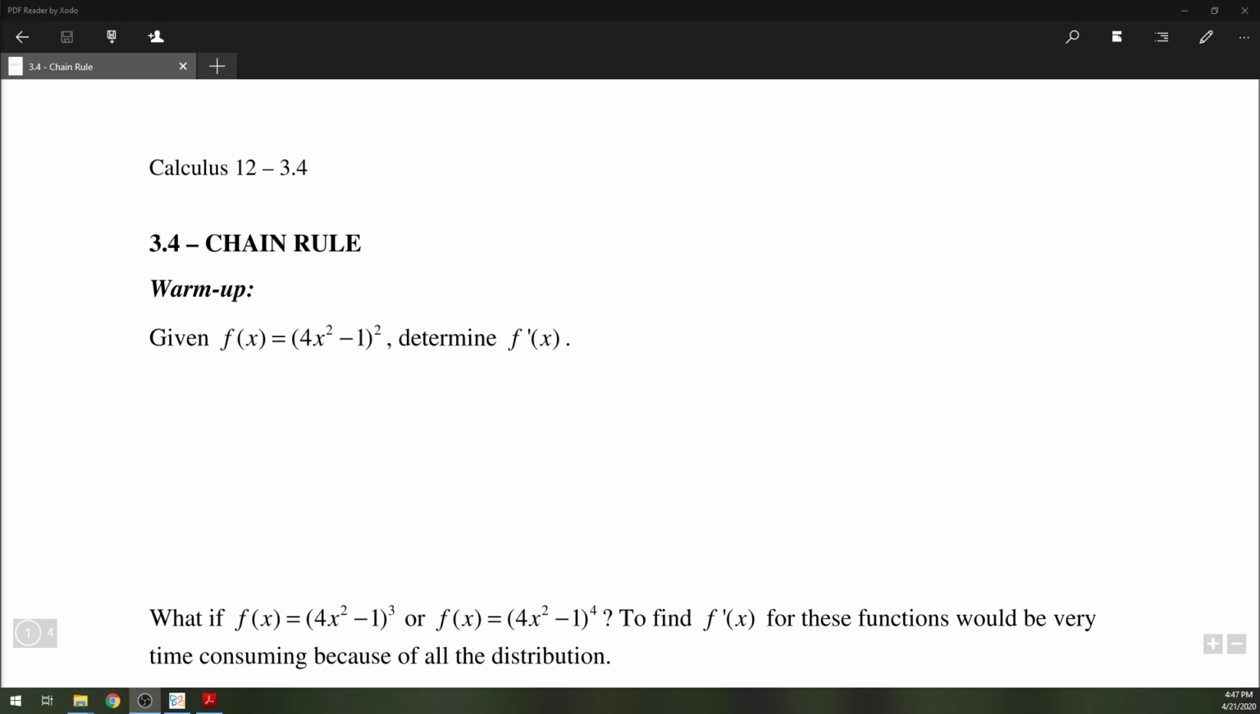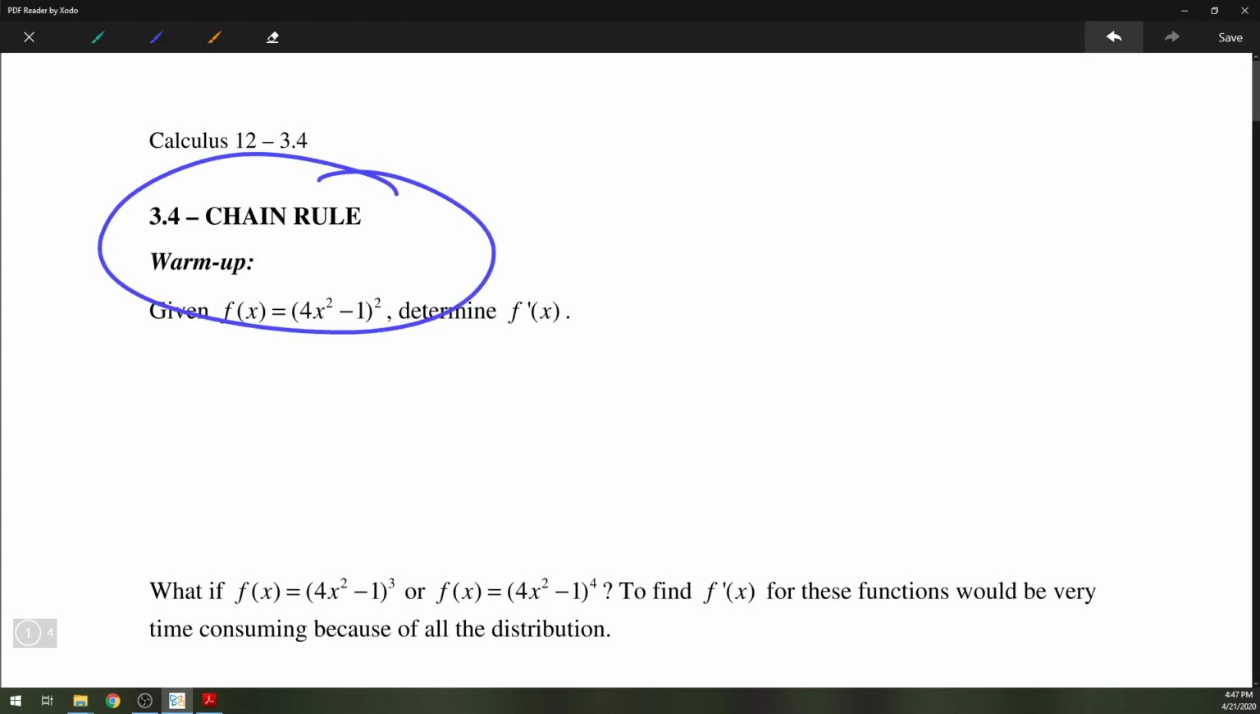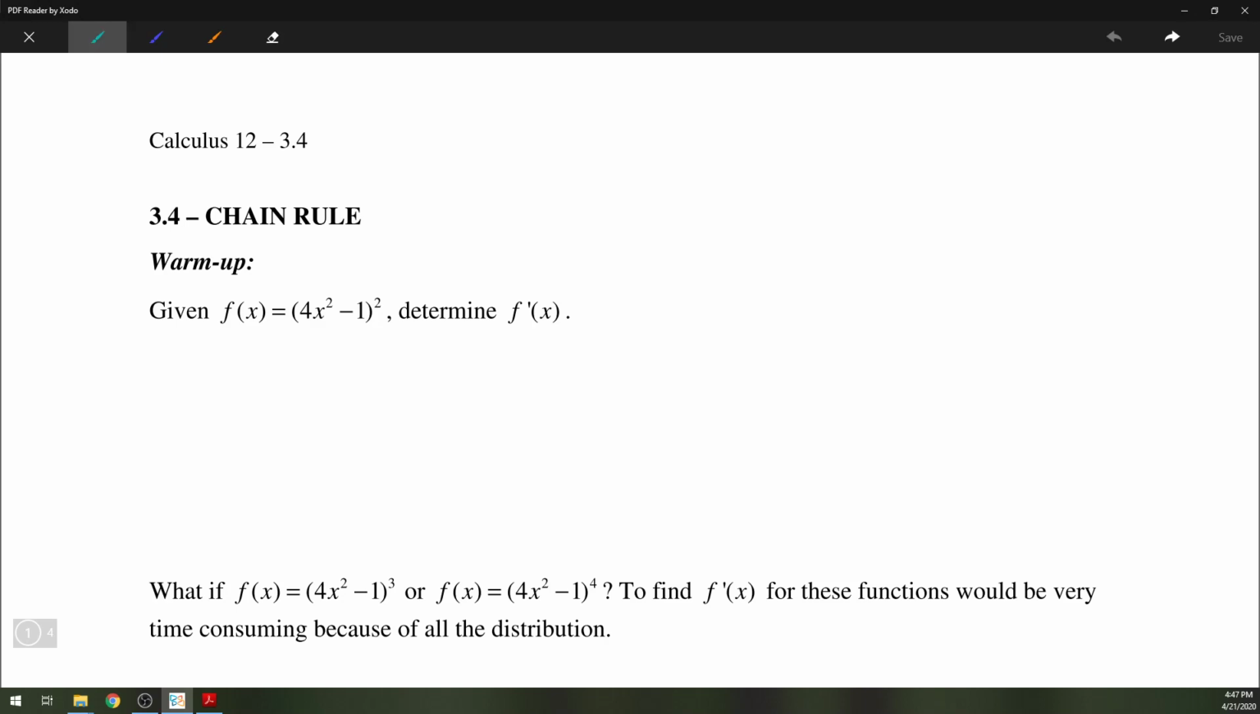Hello everyone, so today we are going to go over section 3.4, the chain rule, and we'll be doing this over 2 days. So we're going to start with a little warm-up. You can see here we're given f of x is equal to 4x squared minus 1 all squared. So if we were to find its derivative, what we'll do is most likely multiply it all out. So we have 4x squared minus 1 times 4x squared minus 1.